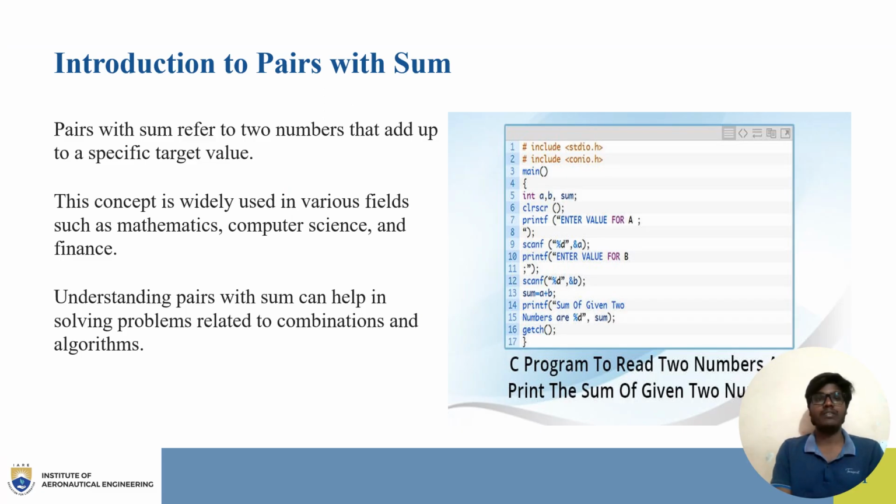Introduction to pairs with sum. Pairs with sum refer to two numbers that add up to a specific target value. This concept is widely used in various fields such as mathematics, computer science, and finance. Understanding pairs with sum can help in solving problems related to combinations and algorithms. This is mostly used in computer science, mathematics, and finance.